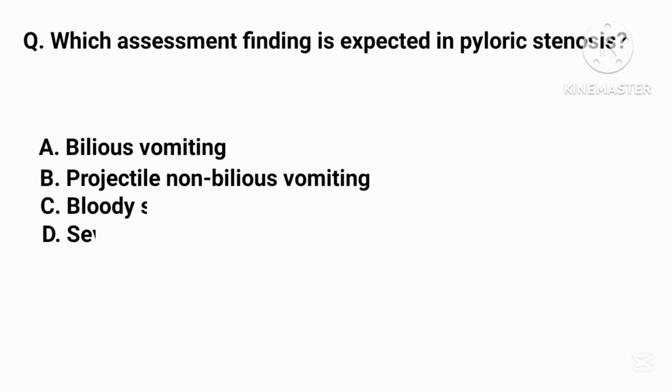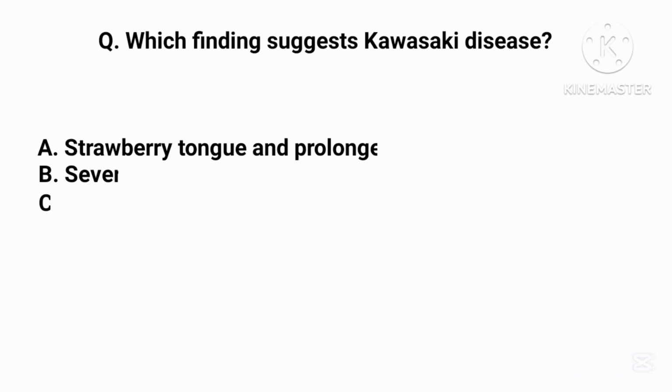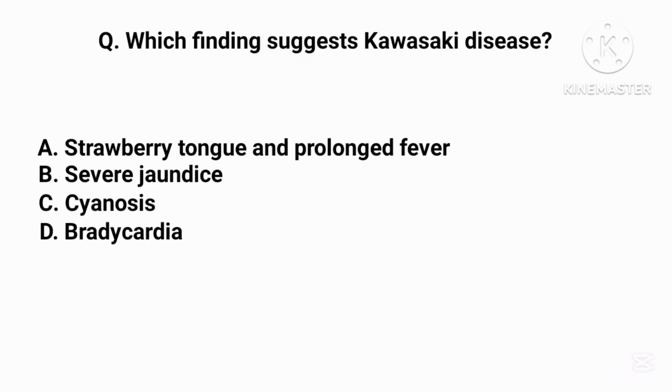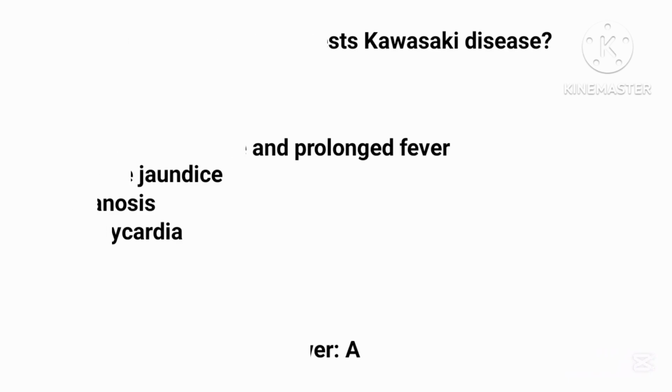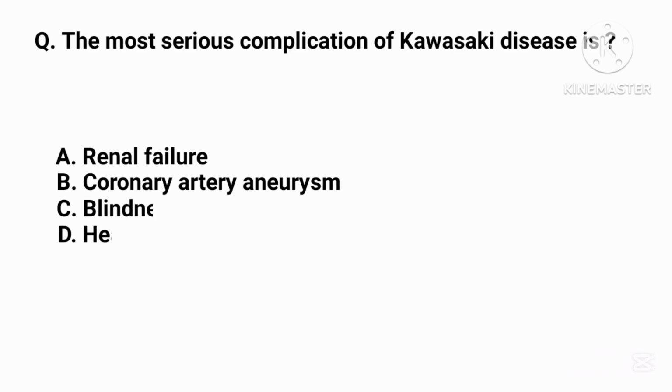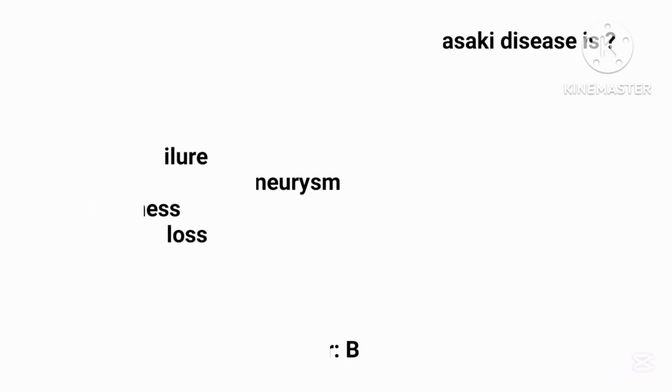Which assessment finding is expected in pyloric stenosis? Correct answer is option C, projectile non-bilious vomiting. Which finding suggests Kawasaki disease? Correct answer is option A, strawberry tongue and prolonged fever. The most serious complication of Kawasaki disease is. Correct answer is option C, coronary artery aneurysm.